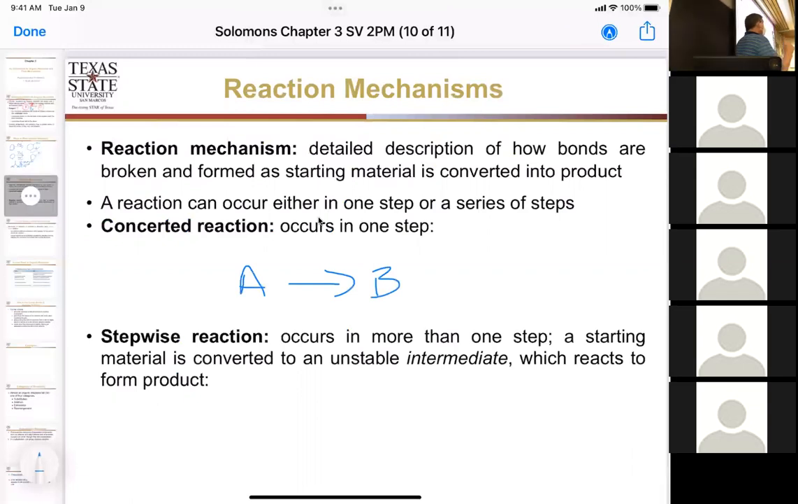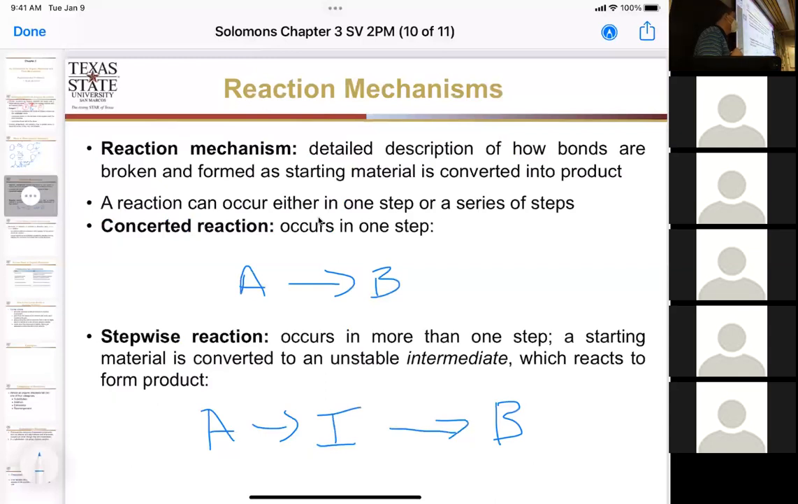Okay. The other way to do it, though, is to go from A to some reactive intermediate. It's not our final product, but it's going to react a little bit more to give us our final material. So A is still our substrate, B is still our product, but we had to go through some reactive intermediate to make our mechanism make sense. Okay, so think breaking a bond to make a reactive species or something like that.